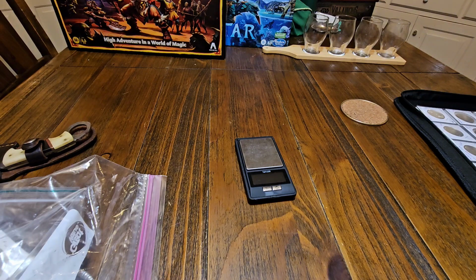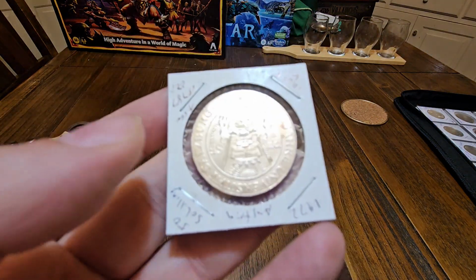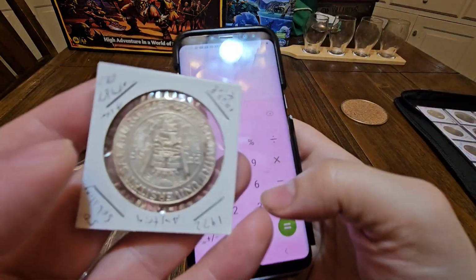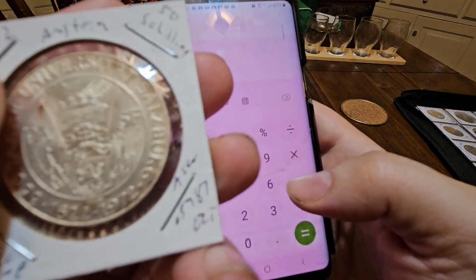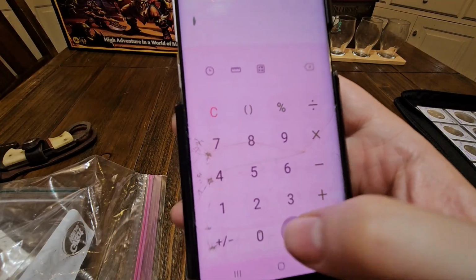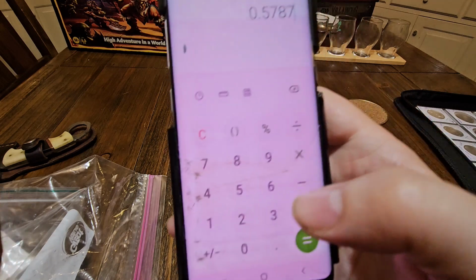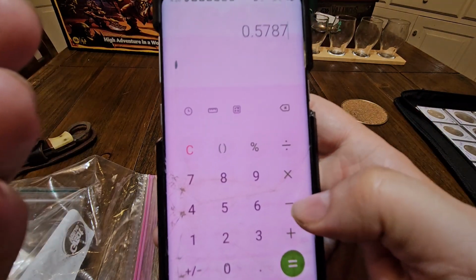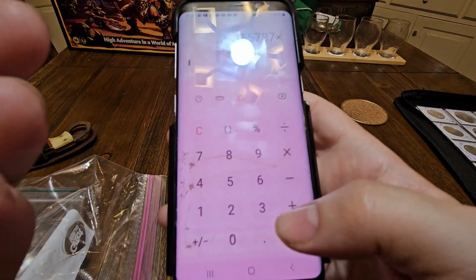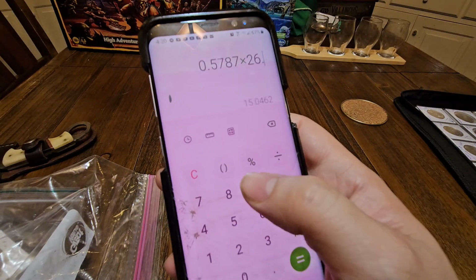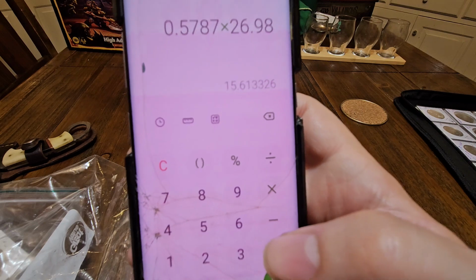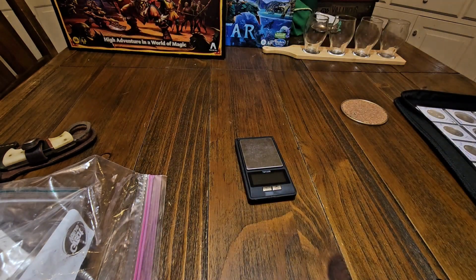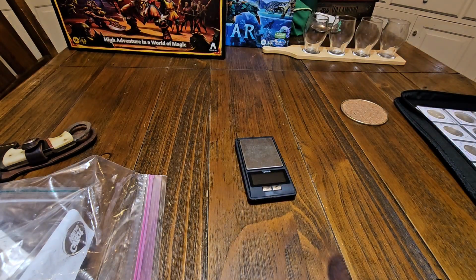Now, this is the watch the birdie moment, okay? I want to know what I paid for this coin. Well, I'm going to take the silver weight, 0.5787, right? And then I'm going to multiply it by 26.98. And I now know I paid $15.62.